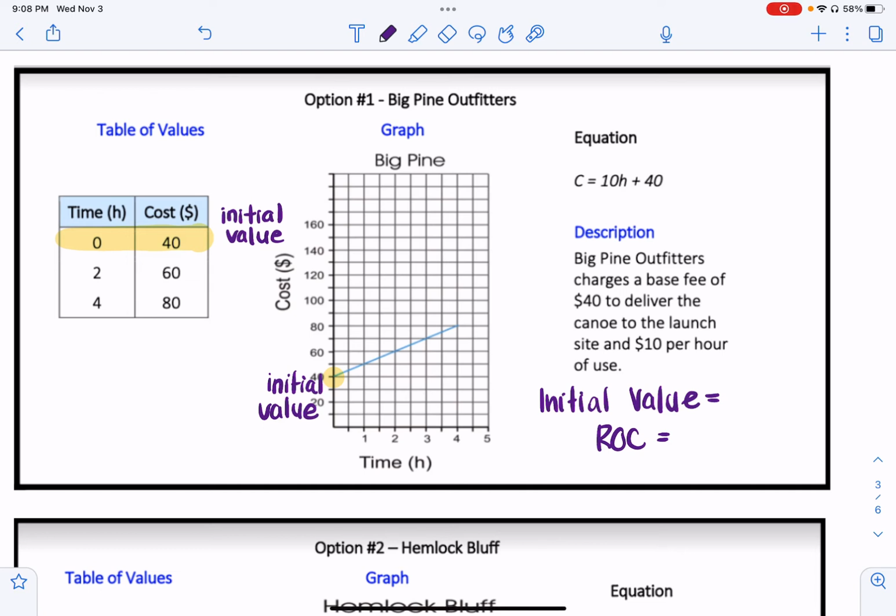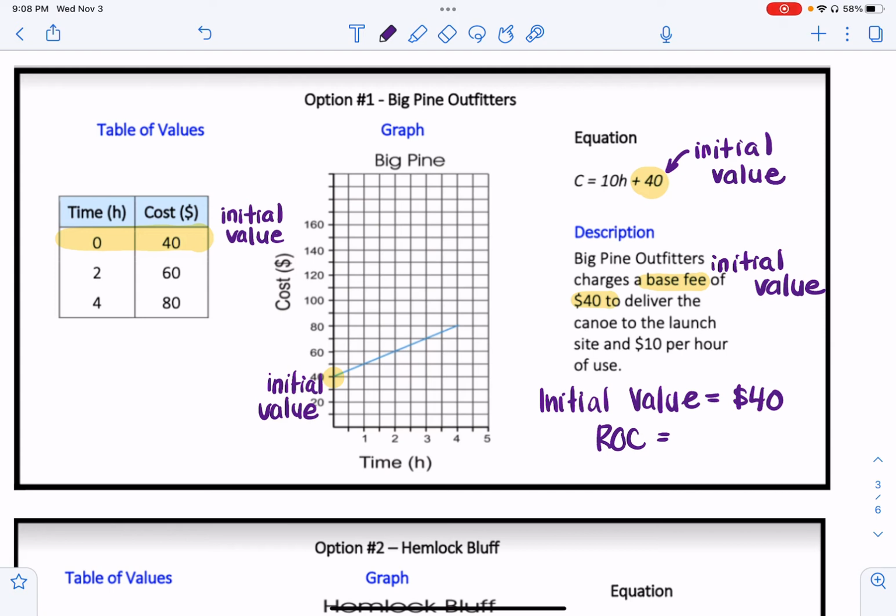We can also see it in the equation, right? Here, $10 per hour, plus that additional $40 you were already charged. So there is our initial value. We can also see it in the description that it's a base fee of $40. That is our initial value. So our initial value is $40, just to have the canoe delivered before you've even gotten in the canoe.